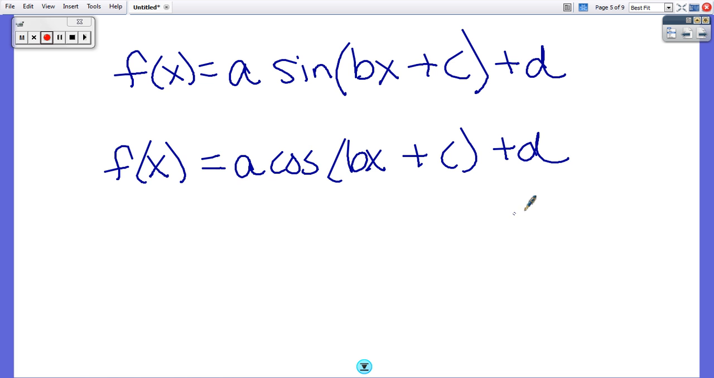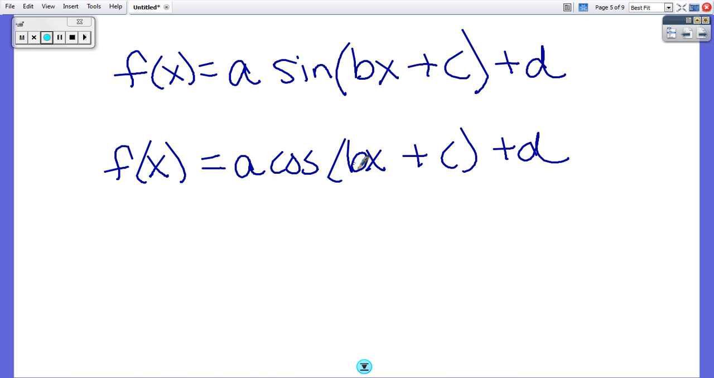And this form is only true if a, b, c, and d are constants, and neither a nor b is 0. So if a is 0 in either of these equations, this entire part will be 0, because anything multiplied by 0 is 0, and then you would just be left with a constant, which is not a type of function that we're going to be talking about.